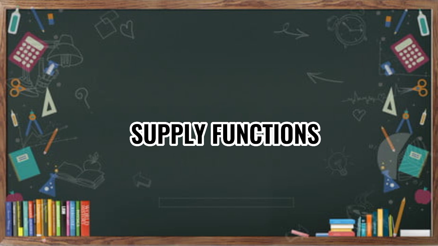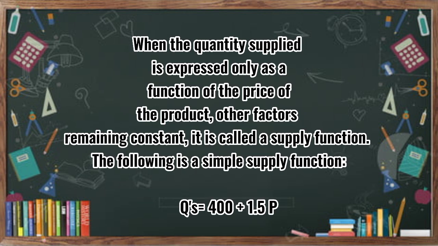Let's move on to the supply function. When the quantity supplied is expressed only as a function of the price of the product, other factors remaining constant, it is called a supply function. The following is a simple supply function: quantity equals 400 plus 1.5 price. The positive sign indicates that the price and quantity supplied are positively related. When the price increases, the quantity supplied will also increase. In the above example, for every 1 peso increase in price, the quantity supplied will increase by 1.5 units.